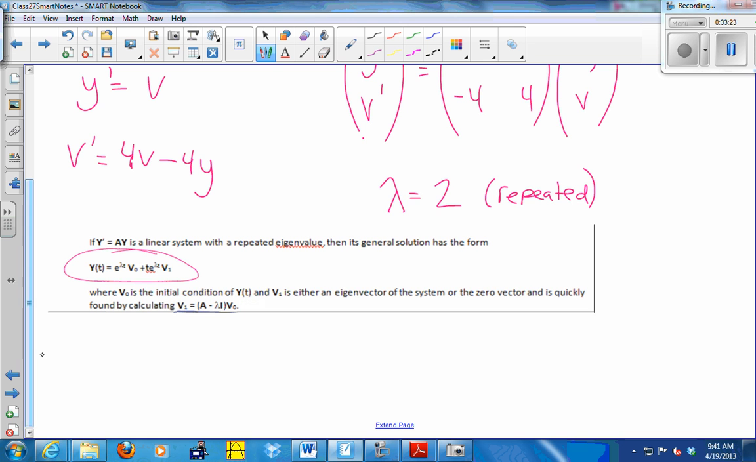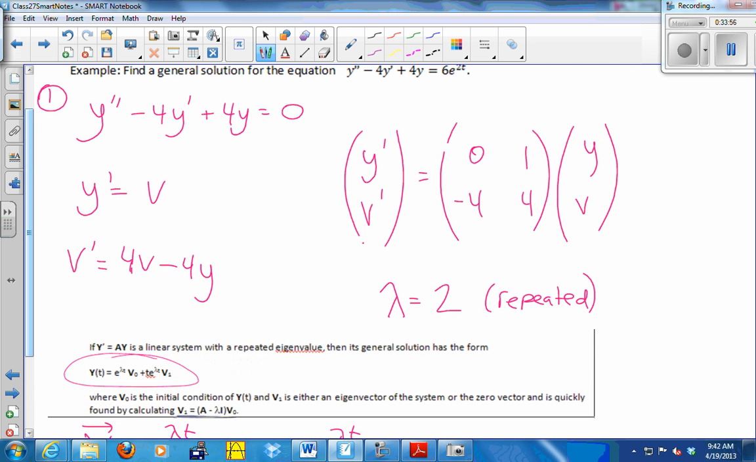Okay, so my general solution is going to be y equals e to the lambda t v naught plus t e to the lambda t v1. I now know lambda is 2, so put that in for the lambdas. V naught and V1: one of them's the eigenvector, one of them's the initial condition. So V0 is the initial condition, right? So I just plug in 0, 0 into my system, and I get 0, 0, my initial condition, right?